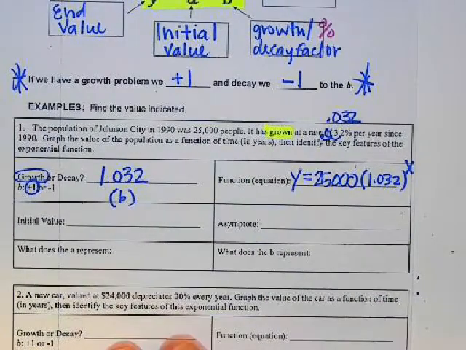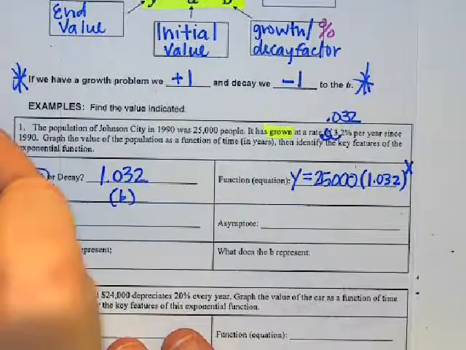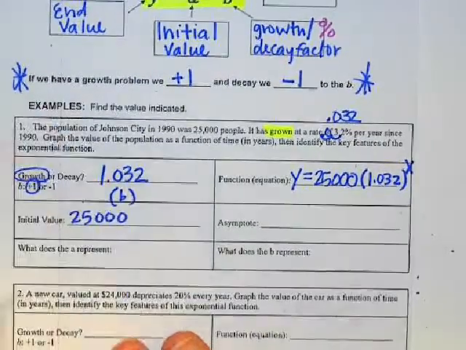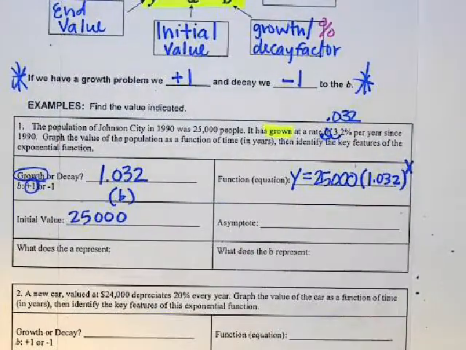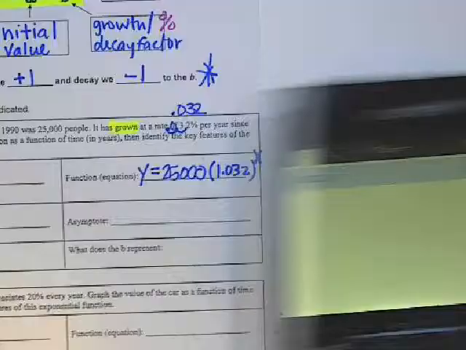Okay, what's my initial value? I should have done that first, but that's okay. 25,000. What's my asymptote? Well, what is an asymptote? A line that a graph approaches but does not touch, right? Well, how am I going to know what the asymptote of this is? We got to graph it, so do it with me.